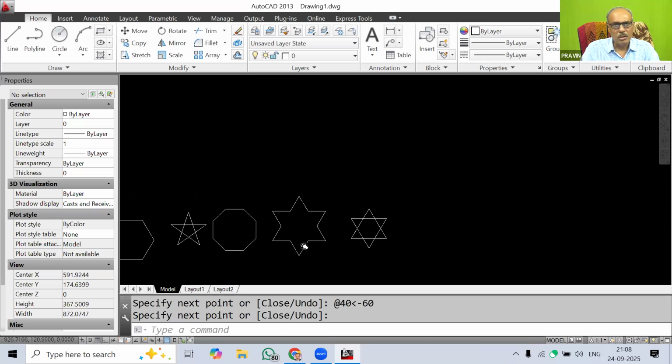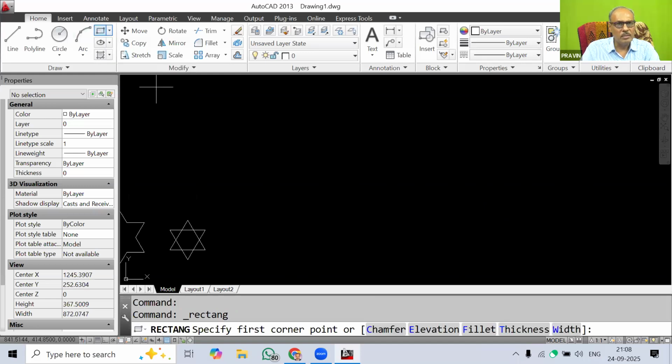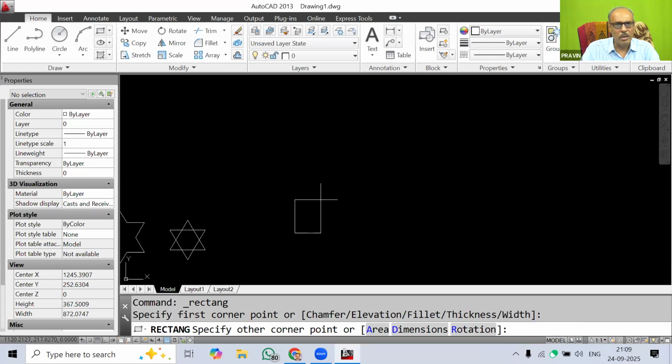And now we will take one small last topic, and that is to draw the plot using the rectangle command. So अभी मुझे गिवन साइज का रेक्टेंगल निकालना है. मेरे प्लॉट की साइज जो है वो 12 मीटर बाय 18 मीटर है. So as I have shown earlier, I will click anywhere here, and now for the other point I will just type @, meaning relative coordinate.